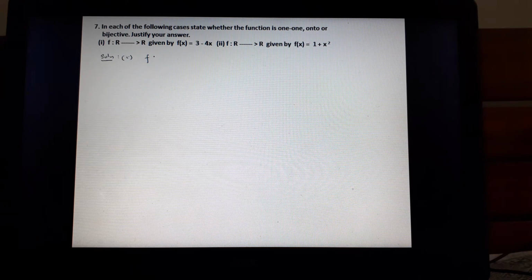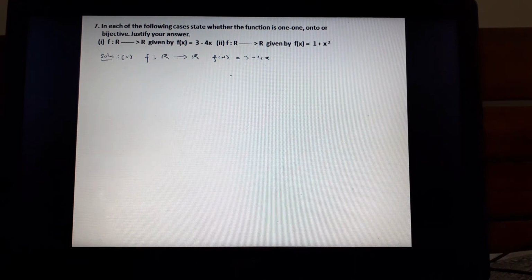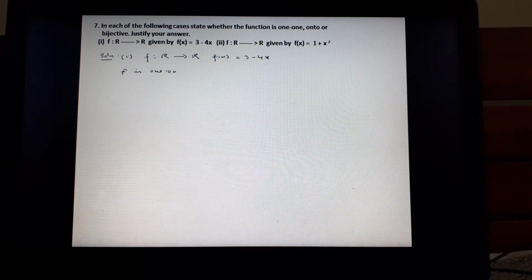f is a function from the set of reals to the set of reals defined by f of x equal to 3 minus 4x. This is both 1-1 and onto, but we have to show it. So f is 1-1. What is the procedure of proving 1-1?